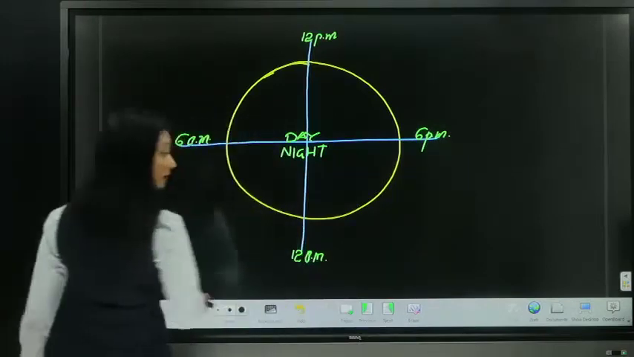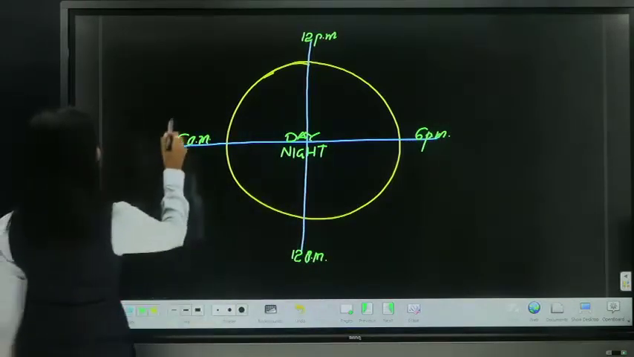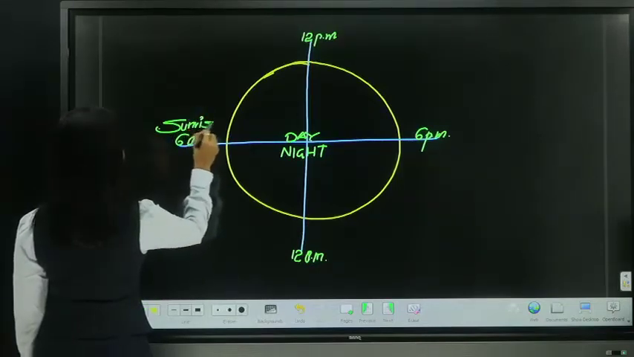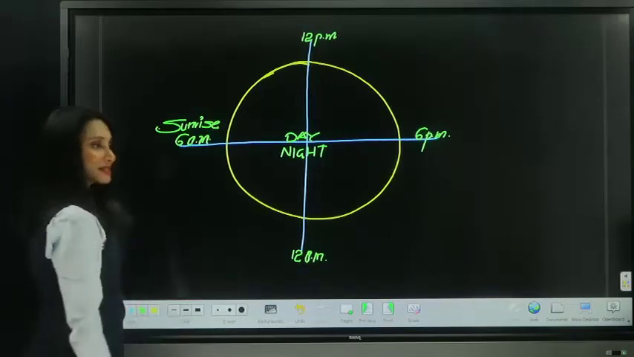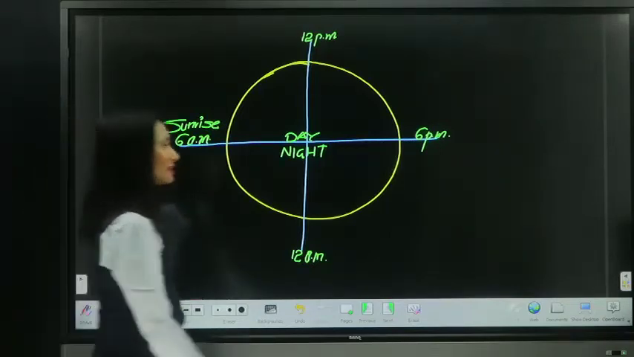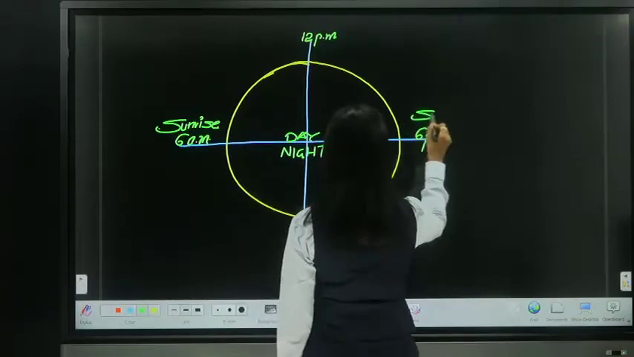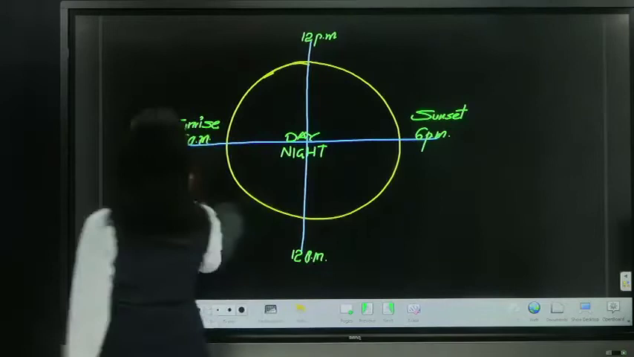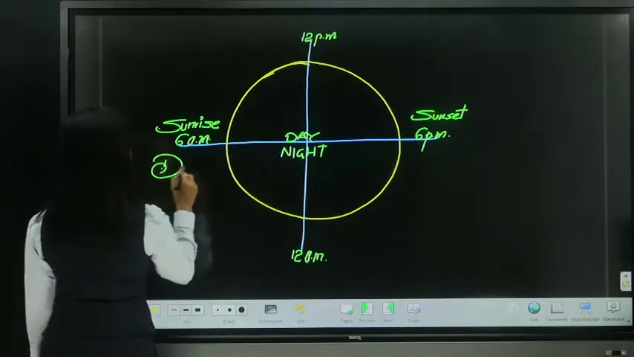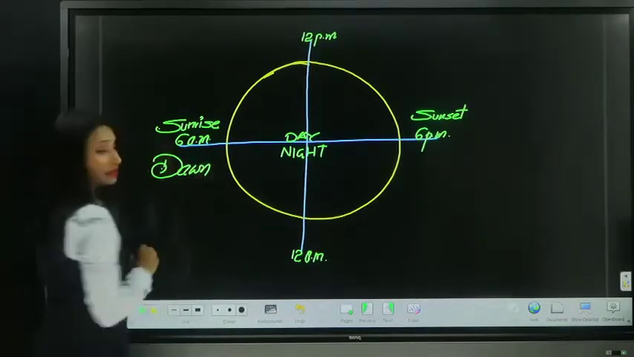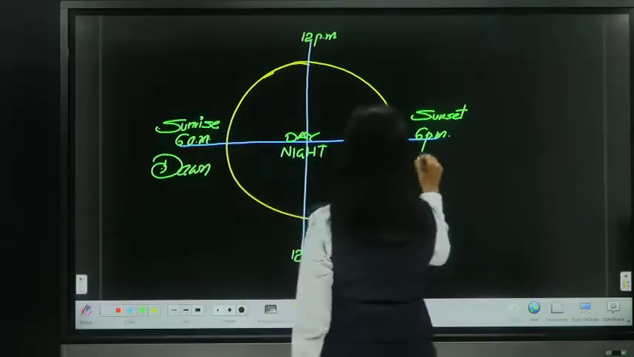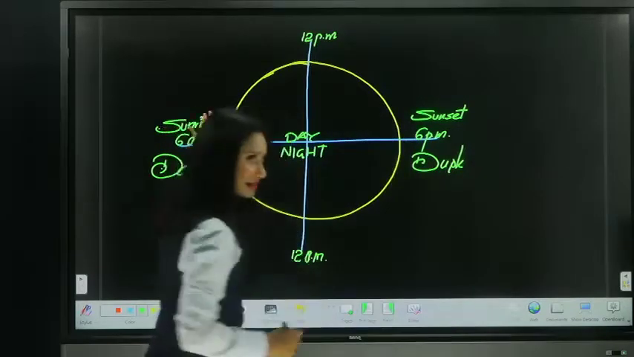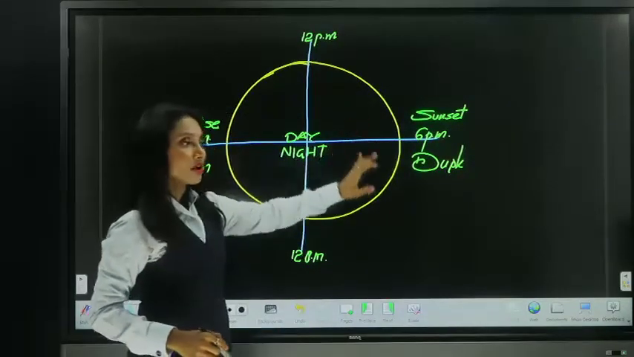Alright, then let me tell you if you do not know. 6 a.m. is called sunrise. That's it. And 6 p.m. is called sunset. Or we can also call 6 a.m. dawn and 6 p.m. dusk. So sunrise or dawn, sunset or dusk.